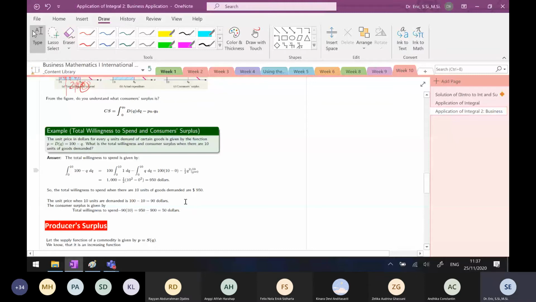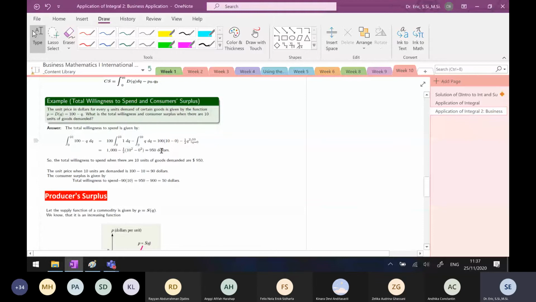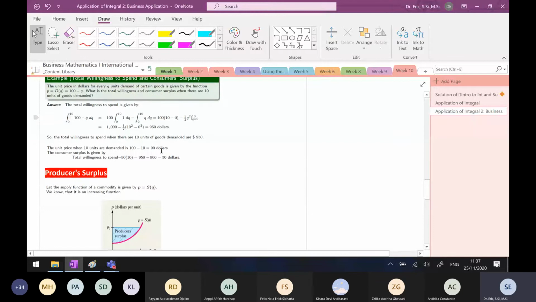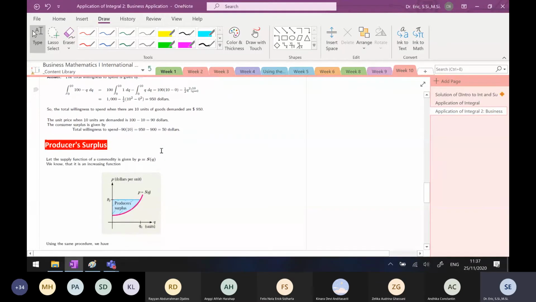Okay, because the more you buy, the cheaper it gets. How cheap is it? That is the consumer surplus, what we usually say. Okay. And the last one is what we usually call the producer surplus.